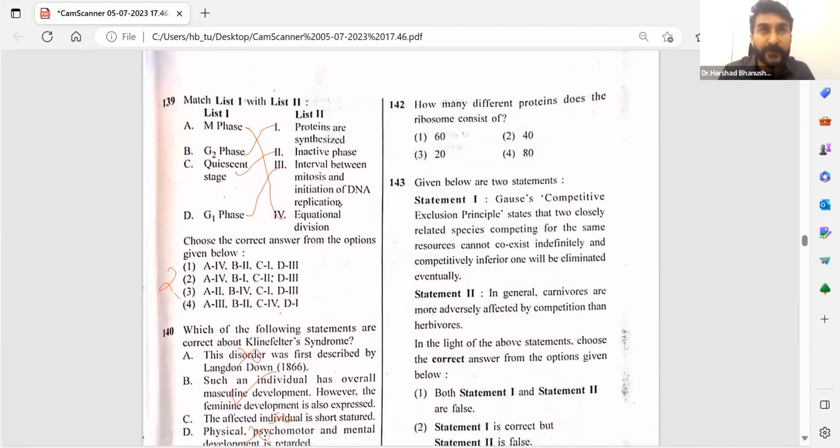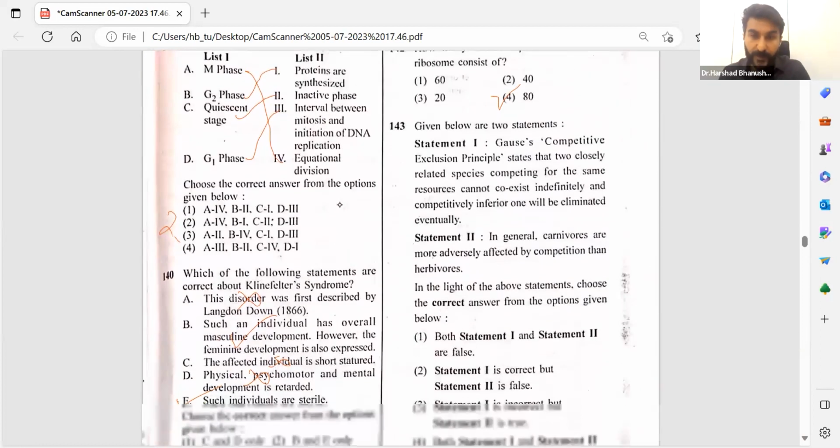How many different types of proteins are found in ribosomes? This is there in your NCERT paragraph of translation process that ribosomes show 80 different types of proteins.